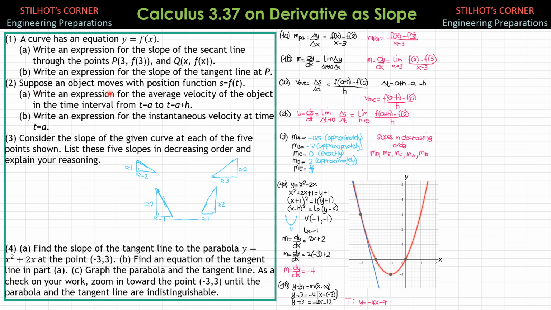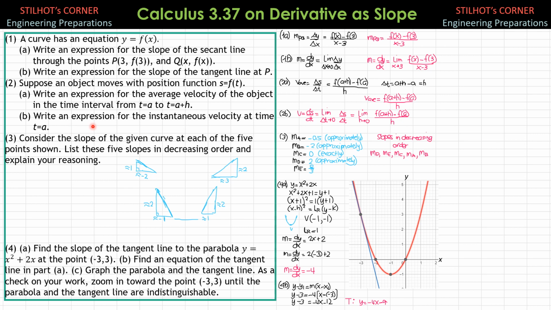For problem 2, suppose an object moves with position function s equals f of t. Write an expression for the average velocity of the object in the time interval from t equals a to t equals a plus h. So the expression for average velocity is change in displacement delta s over change in time delta t. And change in displacement is simply f of a plus h, that's the time, then minus f of a, when t is a, over delta t, and delta t is a plus h minus a, and that is just h. So delta s over delta t is f of a plus h minus f of a over h.